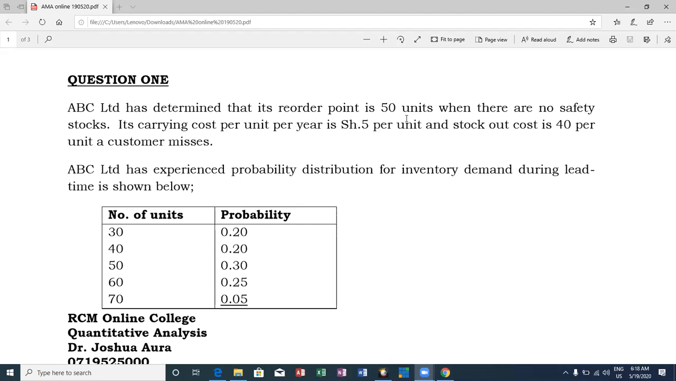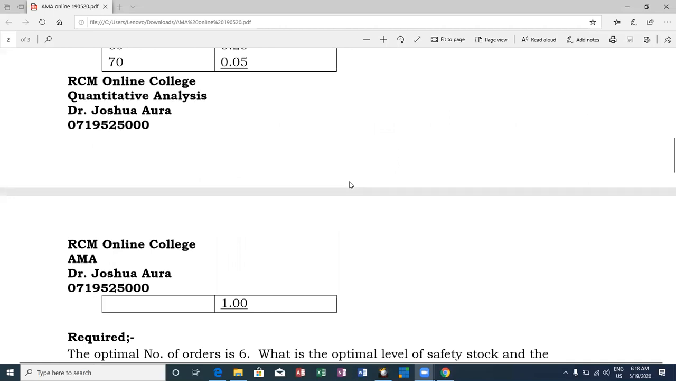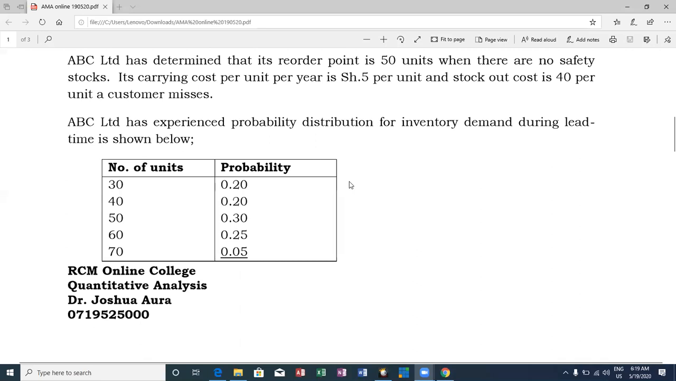And then number two, the second requirement that I would need is what we call the DDLT. DDLT stands for demand during lead time, which happens to be probabilistic. So for the demand during lead time, I can see 30, 40, 50, 60, and then 70 units, versus their probabilities: 0.2, 0.2, 0.3, 0.25, and then lastly 0.05. Of course, the total probabilities here must always add up to 1.